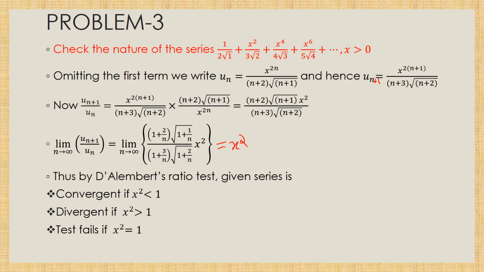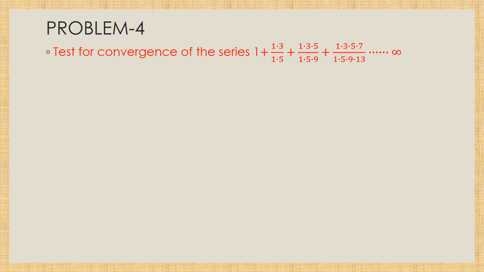Now let me explain one more problem. Problem 4. Test for convergence of the series 1 plus 1 into 3 by 1 into 5 plus 1 into 3 into 5 divided by 1 into 5 into 9 plus 1 into 3 into 5 into 7 divided by 1 into 5 into 9 into 13 plus etc. Here the nth term is not given, and we have to write it. It is very easy. Look at the first term 1, second term 1 into 3 by 1 into 5, third term 1 into 3 into 5 divided by 1 into 5 into 9, etc.